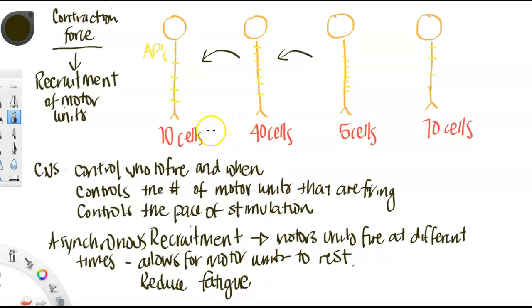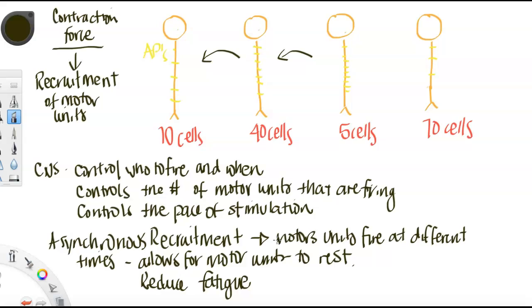So let's say, this guy who's 10 cells is going, and then he recruits this guy that's 40 cells, and then 10 cells gets tired, so then 70 cells takes over, and that allows 40 cells to rest too, but he's going to bring in 5 cells. Okay, so they go in phases. So they go for a while, then they rest, and the other one goes for a while, then they rest, and that will help to reduce the fatigue in the muscle. That won't really allow for maximal force.